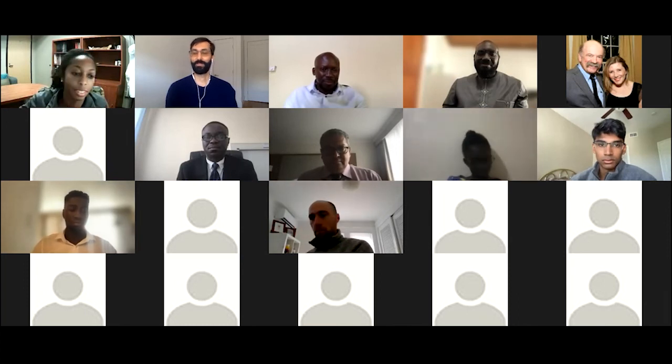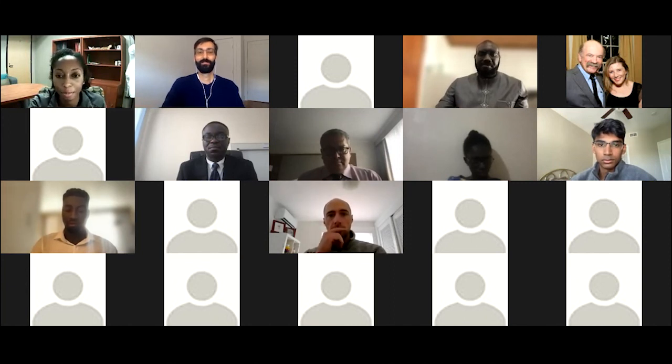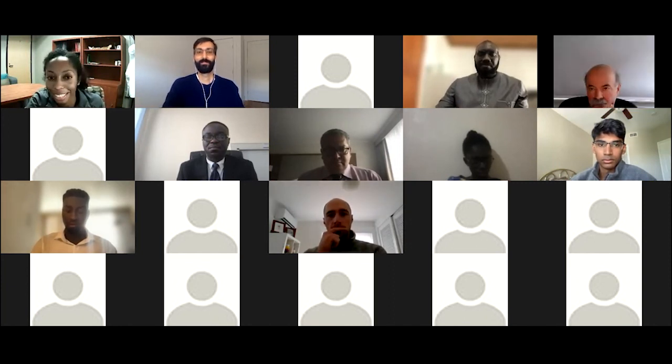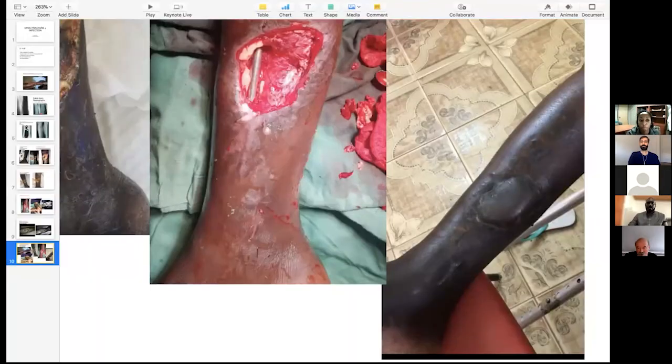Dr. McCoy, did you have something to add? I do. Well, that's a great outcome. So the cross-legged flaps are sometimes hard to manage on the ward. So how did you manage this flap on the ward? Sometimes people will put an X-fix to maintain the position of the legs to minimize any tension on the flap. So I was just wondering what your protocol was for managing these flaps in the ward before you divide them.